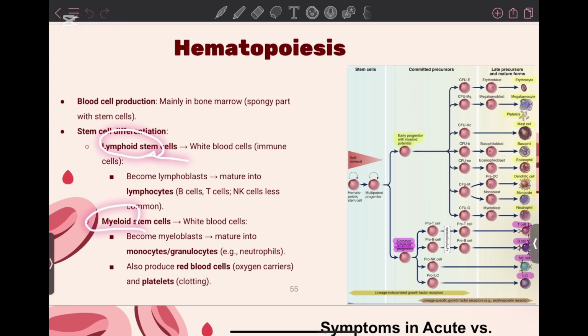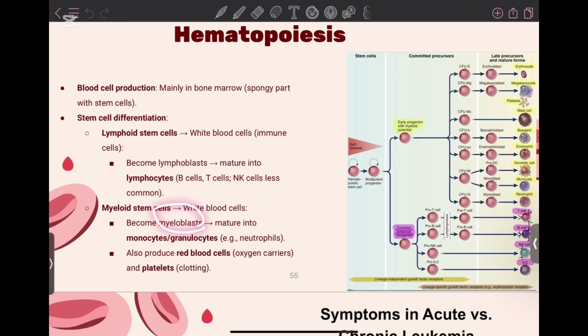The lymphoid stem cells are only going to give us white blood cells that are going to become the lymphoblast. This includes B cells, T cells, and sometimes NK cells, but to a lesser extent. The fact that the NK cells come from the lymphoid stem cells is very important. While the myeloid stem cells are going to become myeloblasts, so they can mature to become monocytes and granulocytes, like the neutrophils. They can also produce red blood cells and platelets. So we're going to have mainly two different stem cells: the lymphoid, which will majorly give us B cells, T cells, and NK cells, and the myeloid, which will give us monocytes, granulocytes, RBCs, and platelets.